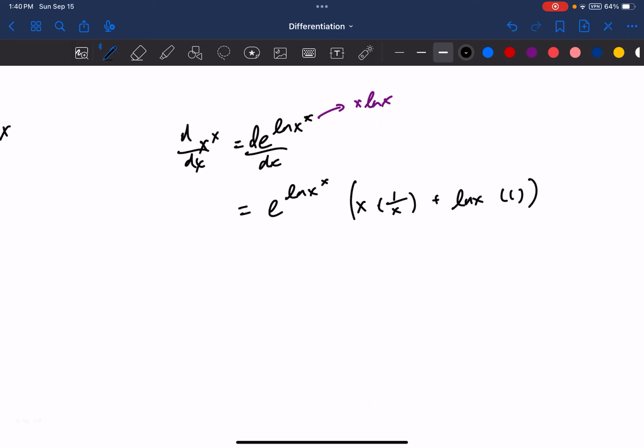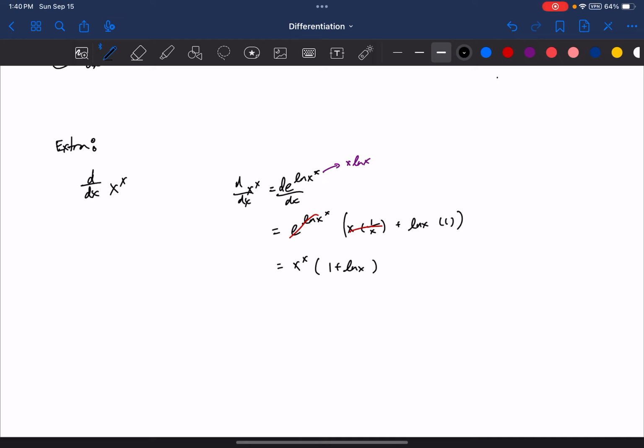Okay, so this cancels, and yeah. So this would just be x to the x power times 1 plus natural log of x. So that's your answer, right?